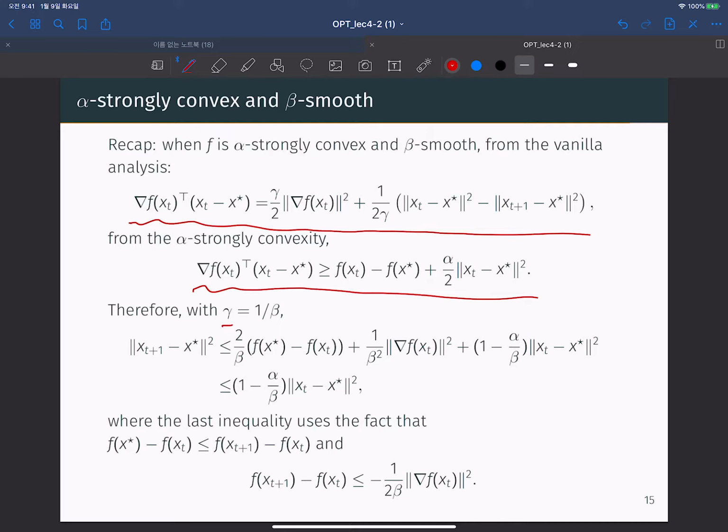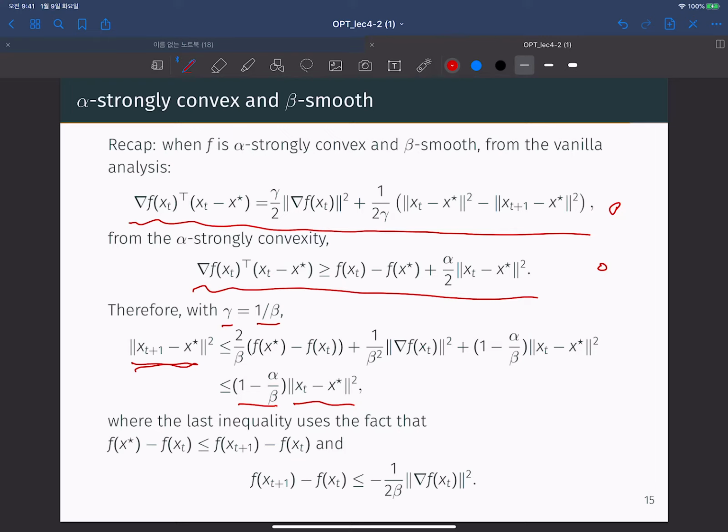So when we set gamma equal to 1 over beta, so when we set the step size equal to 1 over beta, from the two facts, we have ||x_{t+1} - x*||^2 is less than or equal to (1 - alpha/beta)||x_t - x*||^2. So we can very easily show the distance to the optimal point x* exponentially decreases as we increase the number of iterations.